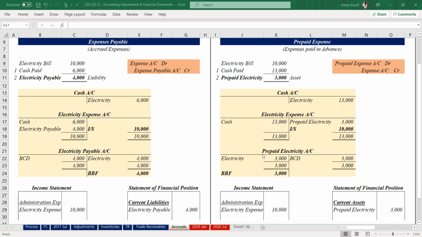Then we are moving to income. Income, we have receivable and received in advance. Right? Remember the terms. I'll repeat again. Expenses payable or accrued expense. Prepaid expense or expenses paid in advance. I'll give a few more minutes for you to do this.